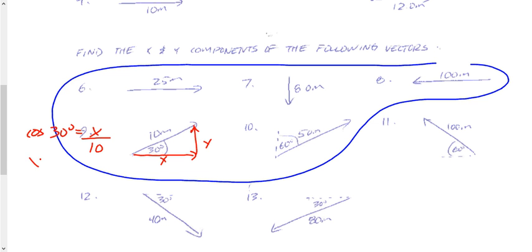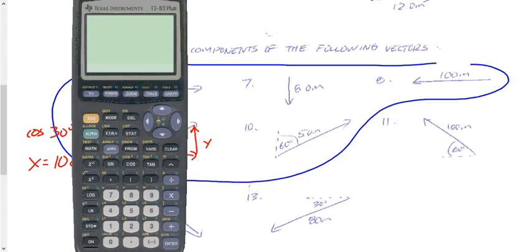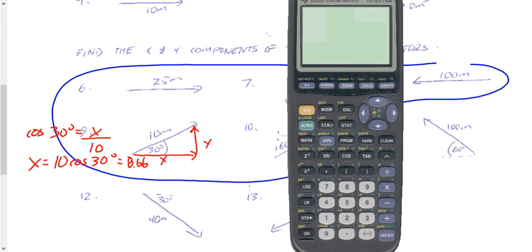So X ends up being, well, I'll take the 10 up and multiply, 10 times cosine 30 ends up giving me 8.66 something. 10 cosine 30, 8.66025.